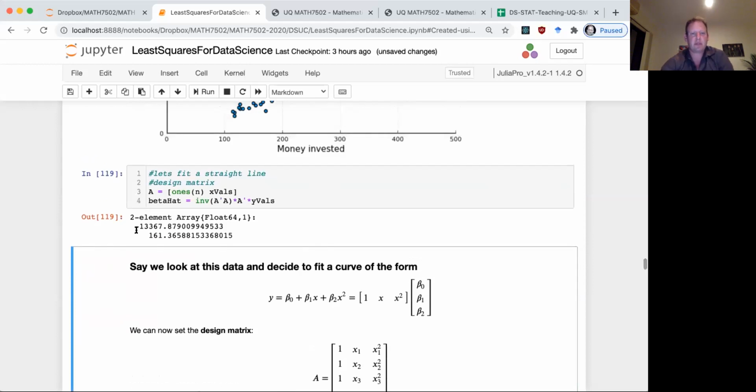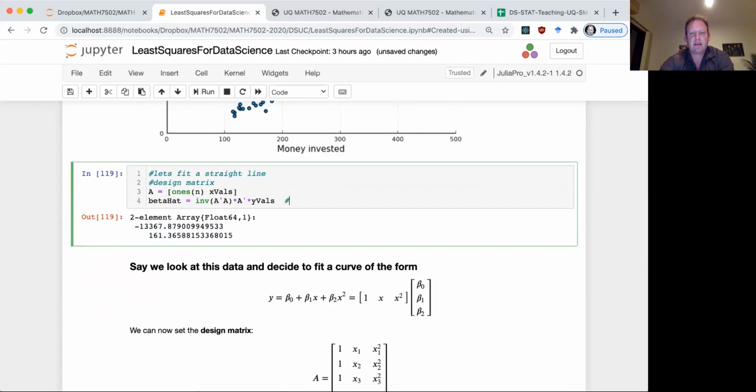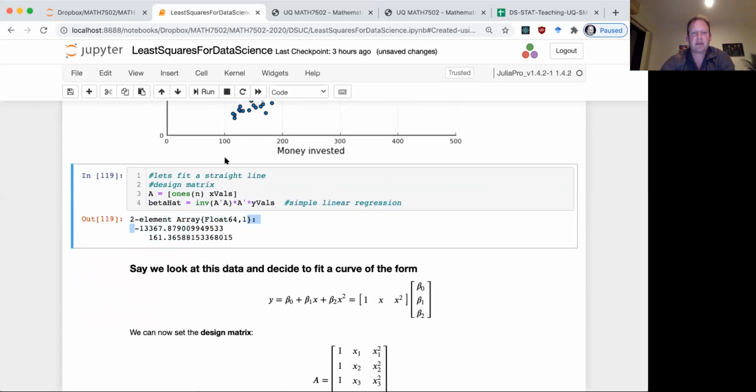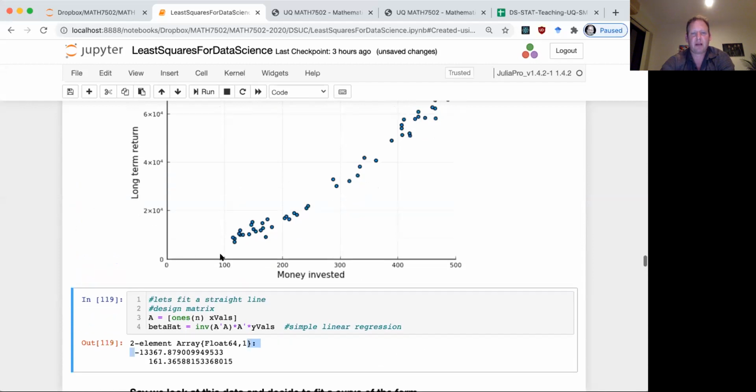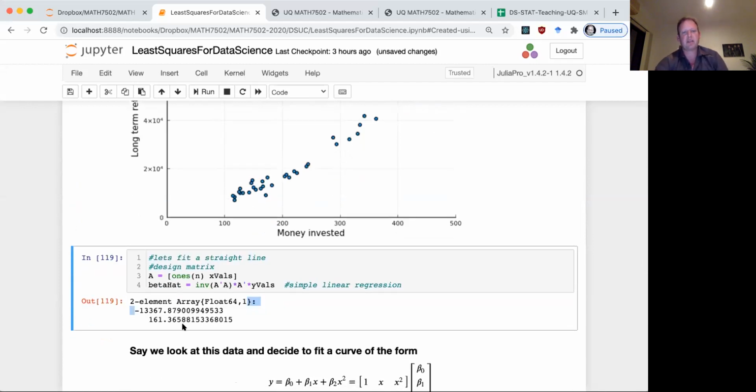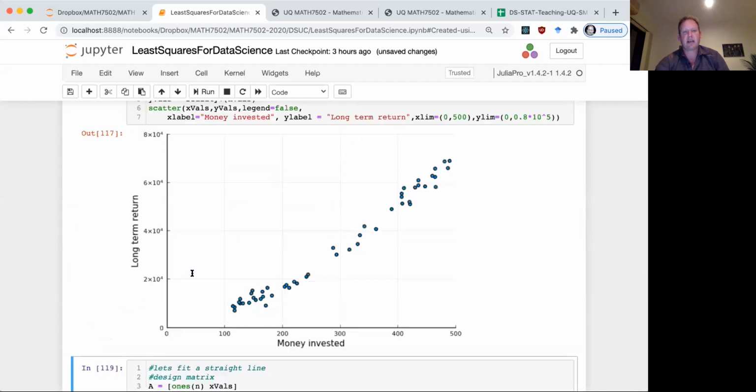And there we go. That's beta hat. So this now did simple linear regression. This was an intercept at minus 13,000. I mean, look, this is all kind of huge numbers, minus 13,000. And the slope is 161.